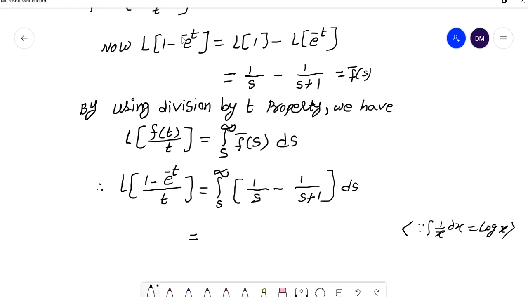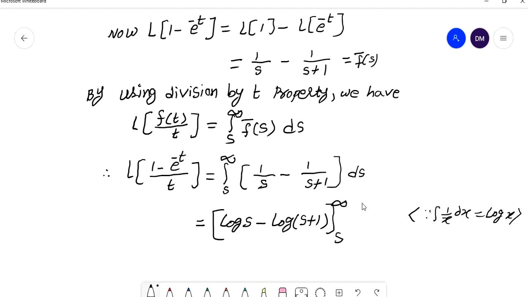right? So by using this formula, the integration of 1 by s is log s minus the integration of 1 by s plus 1. This is also in the form of 1 by x. So the integration of 1 by s plus 1 is log of s plus 1. Now the limits are, what are the limits here? The limits are s to infinity. Now we have to substitute the limits.